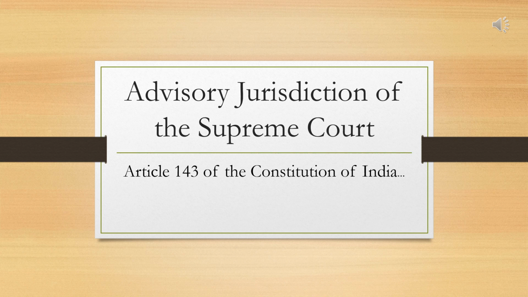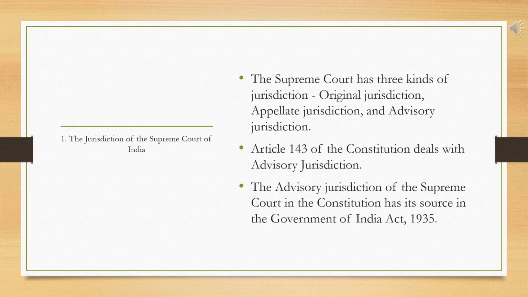In this video, we will discuss the advisory jurisdiction of the Supreme Court, and Article 143 says about the advisory jurisdiction of the Supreme Court. The Supreme Court of India has three kinds of jurisdiction: original jurisdiction, appellate jurisdiction, and advisory jurisdiction. Article 143 is dealing with this advisory jurisdiction. We adopted this concept from the Government of India Act 1935 and adopted it into our Constitution.